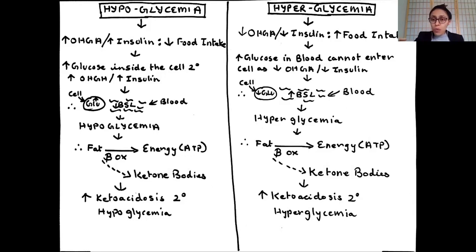You have so much sugar in the blood, but hardly any in the cell, and therefore your cells are starving. Because your cells are starving, fat is broken down for energy, which gives you ATP via beta oxidation. Of course, then you have ketone bodies which are released. Ketone bodies mean ketoacidosis, and therefore hyperglycemia also results in ketoacidosis. Does that make sense? Okay.